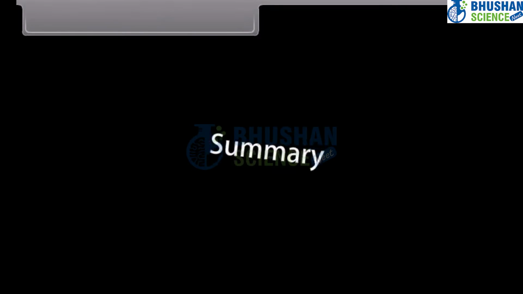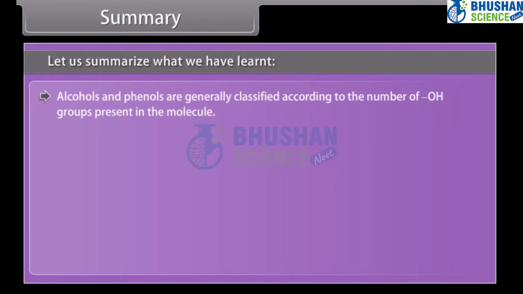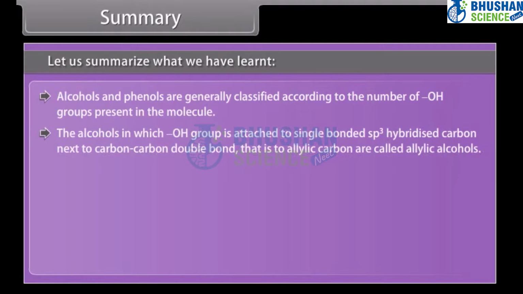Summary. Let us summarize what we have learned. Alcohols and phenols are generally classified according to the number of hydroxyl groups present in the molecule. The alcohols in which the hydroxyl group is attached to a single bonded sp3 hybridized carbon next to a carbon-carbon double bond, that is an allylic carbon, are called allylic alcohols.